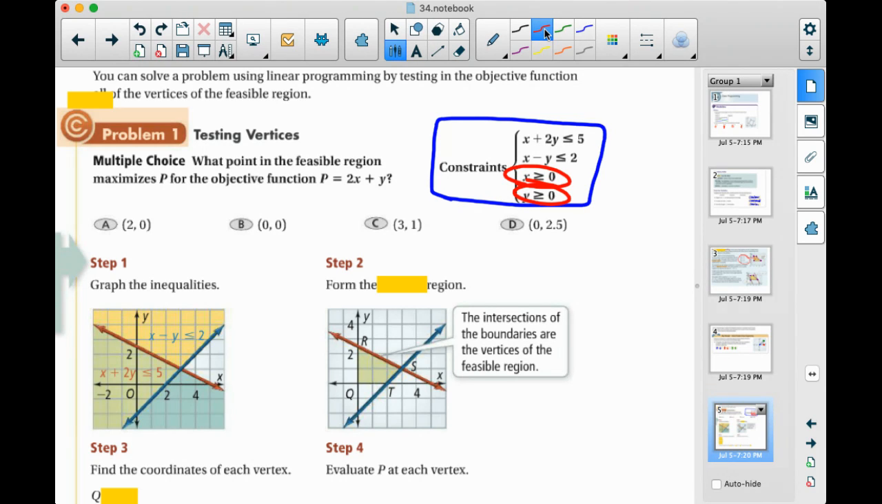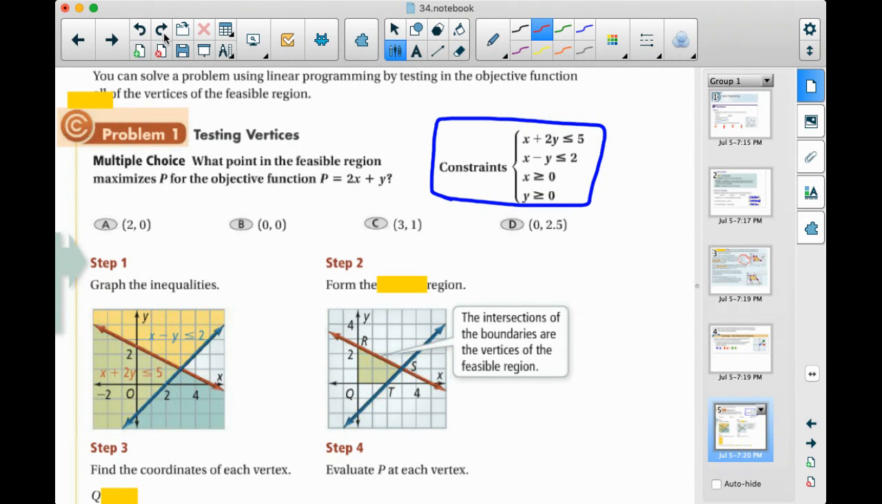And here, they're greater than 0. So what that does is those two right there limit us to the first quadrant. We are now limited to just this first quadrant up here, so we can cross all that out. We're not doing anything over there in the other quadrants.